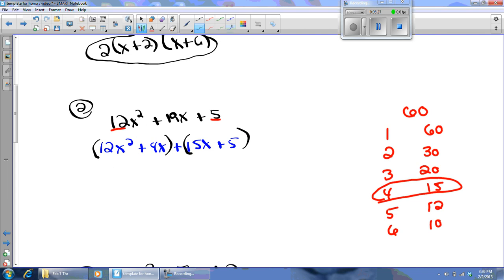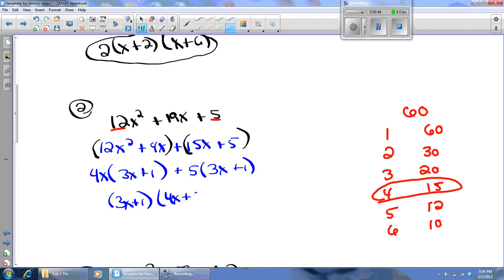So I'm going to pull the GCF out of the first quantity, which looks like it's going to be a 4x, leaving me with a 3x plus 1, plus I'll pull a 5 out of the second quantity, and I'll have a 3x plus 1, and there you go. The 3x plus 1 is common, so I pull out a 3x plus 1. I'm left with a 4x plus 5, and there you go.